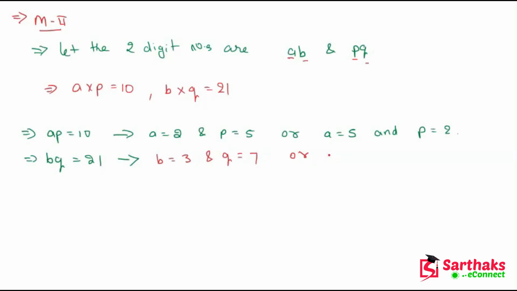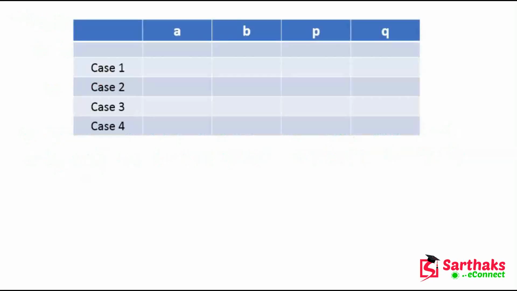Or the other case is, if B is equal to 7, then Q is 3. So these are the cases. It means with the help of these, the 4 cases are made for finding the two digit numbers. So what are the cases? Let's see. There are 4 cases that arise.